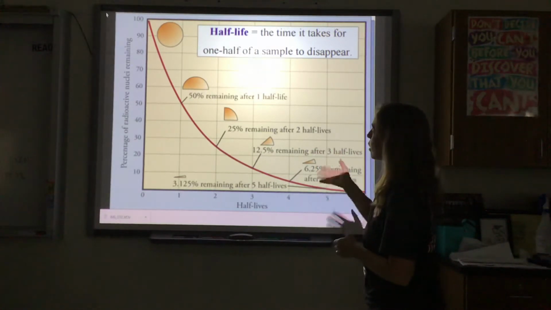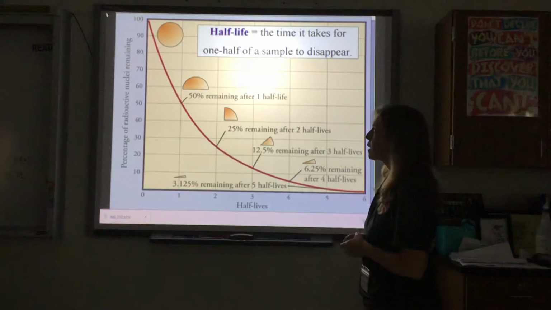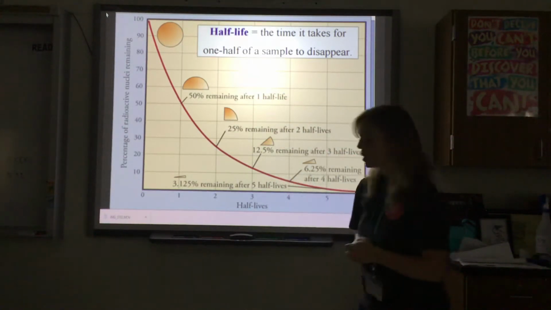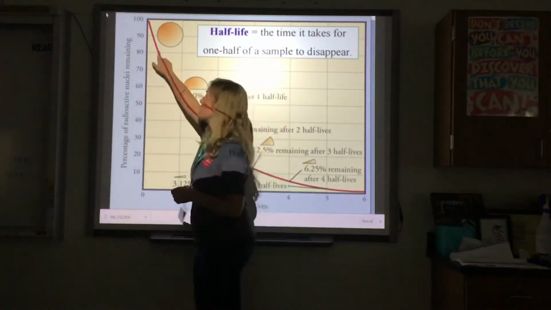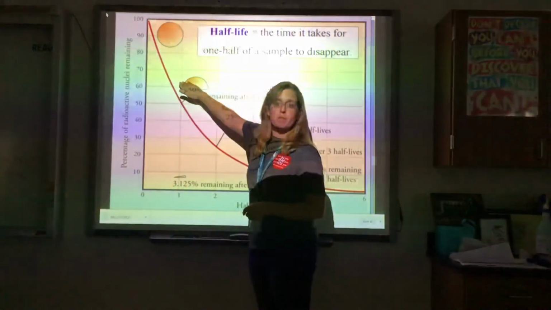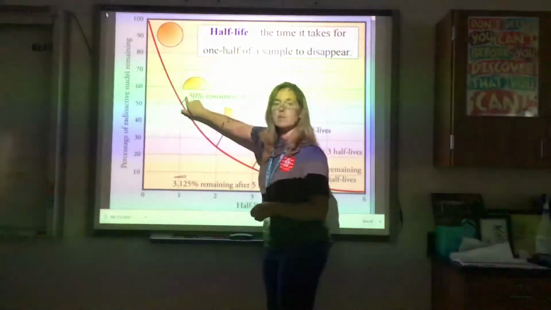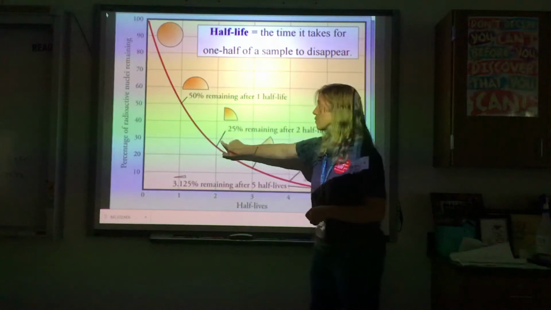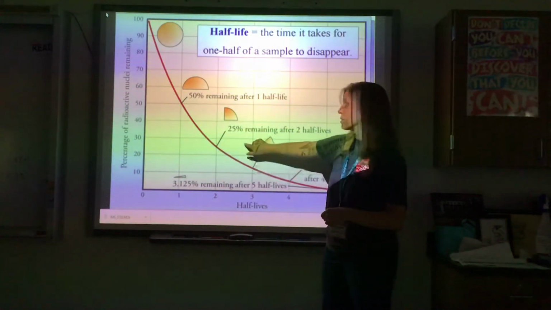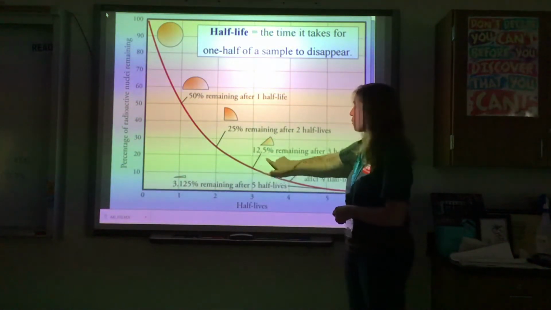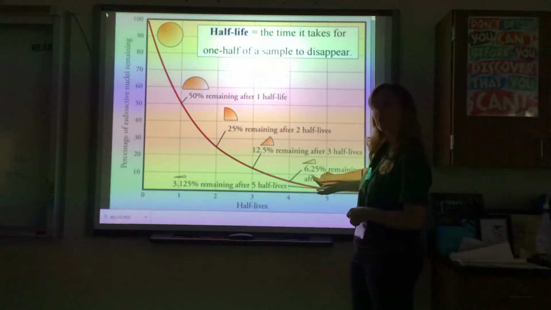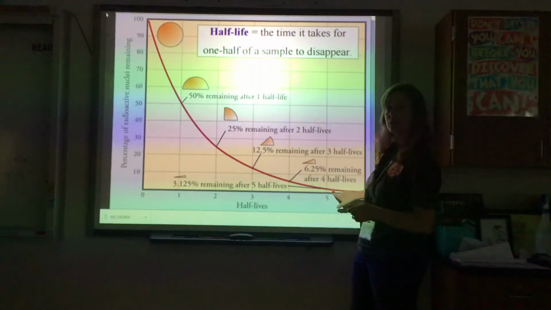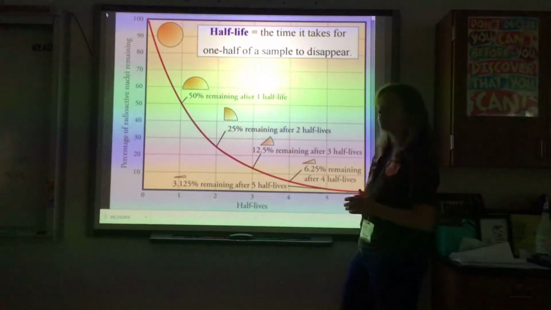So, in our case, if you had 100 atoms, when it reached 50%, that's one half-life. So, when 100 of these samples reaches 50, that's going to be one half-life. Then, after 50, when it reached 25, that's 2 half-lives. Then from 25 to 12 and a half, that's 3 half-lives. Then from 12 and a half to 6.25%, that's going to be 4 half-lives. And then all the way down to 3.125% would have been 5 half-lives.